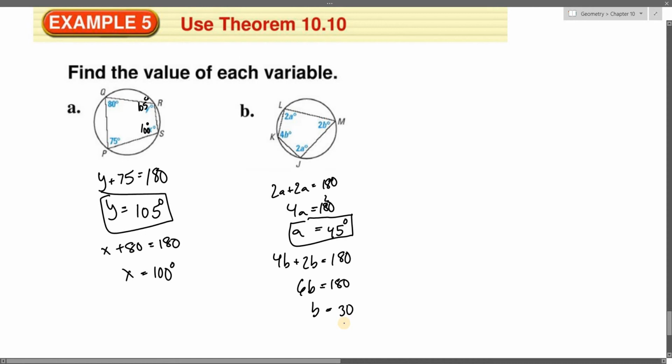Now notice it doesn't say to find the values of the angles, but if we had to, this one would be 30 times 4, which would be 120, and this one right here would be 60. Now you should be able to look at these and say, okay, do those two look equal? Yes, they do. Do those two look like this one's double that one? Yes, it does. And so your logic should be true.